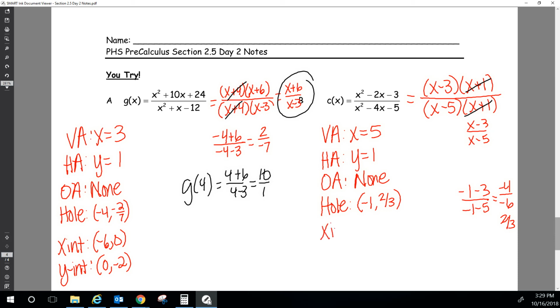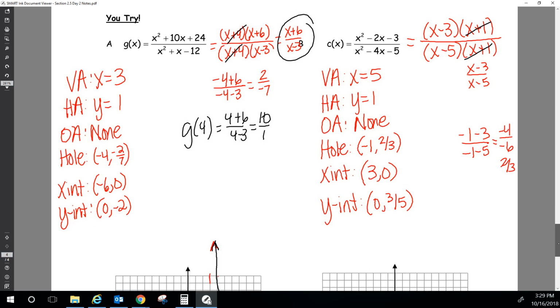X-intercept is when my reduced version, where the numerator is equal to 0, and that would be at positive 3. Y-intercept, again, we're looking at that reduced version, putting in 0 for x, and I'd have -3 over -5, which would be positive 3/5. All right, let's graph this guy.